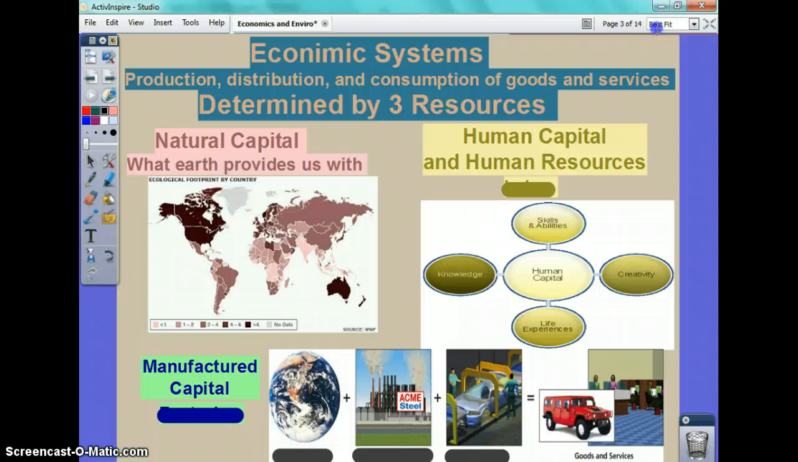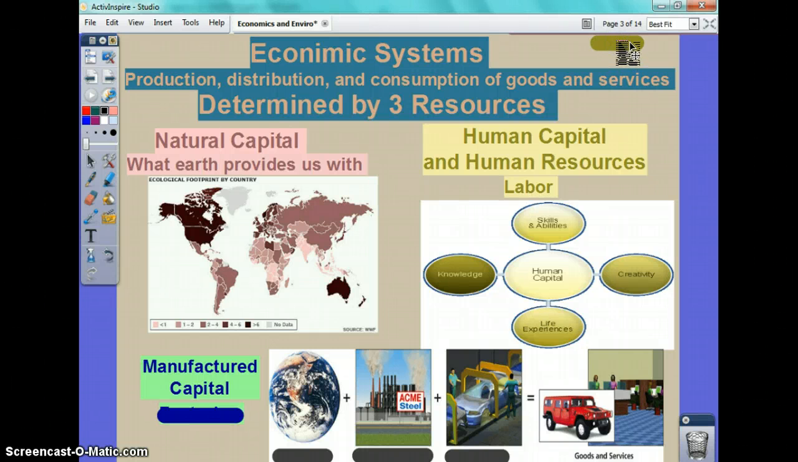Natural capital, which is everything the earth provides you. That's a vocabulary word from the first unit. Human capital or human resources. What do you think that involves? Good. That's exactly what it is. Labor.